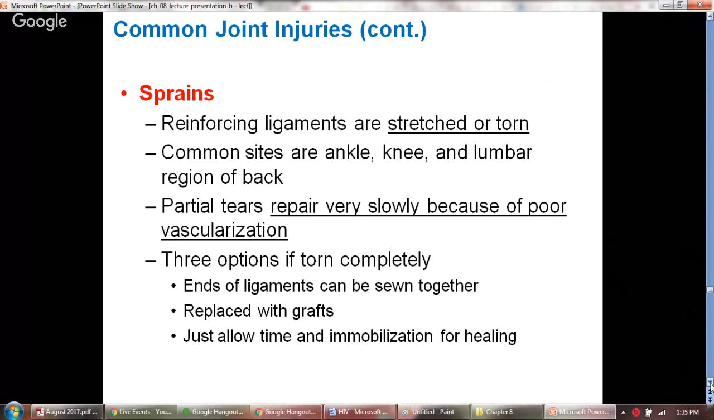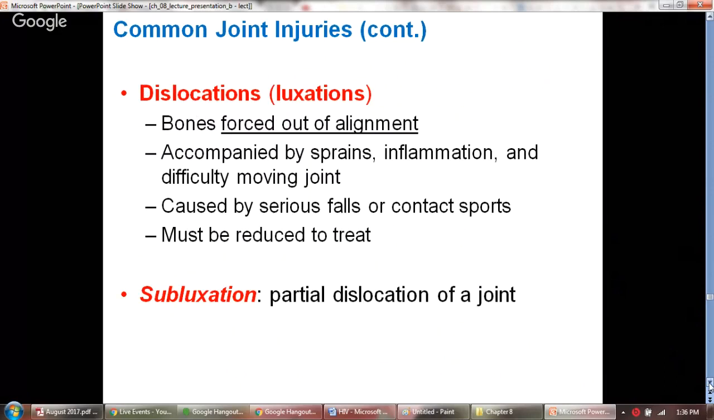The other one would be sprains. These are stretched or torn ligaments, and especially when the reinforcing ligaments are stretched or torn, we call it a sprain. The common sites would be the ankle, knee, and the lumbar region of the back. Partial tears repair very slowly because ligaments do not have a very good blood supply. They are poorly vascularized, so it takes time to heal. If torn completely, there are three options: the ends of the ligaments can be sewn together, like sewing two brushes together, a very tedious process; it could be replaced with grafts; or you can just allow time and immobilization to heal the tear.